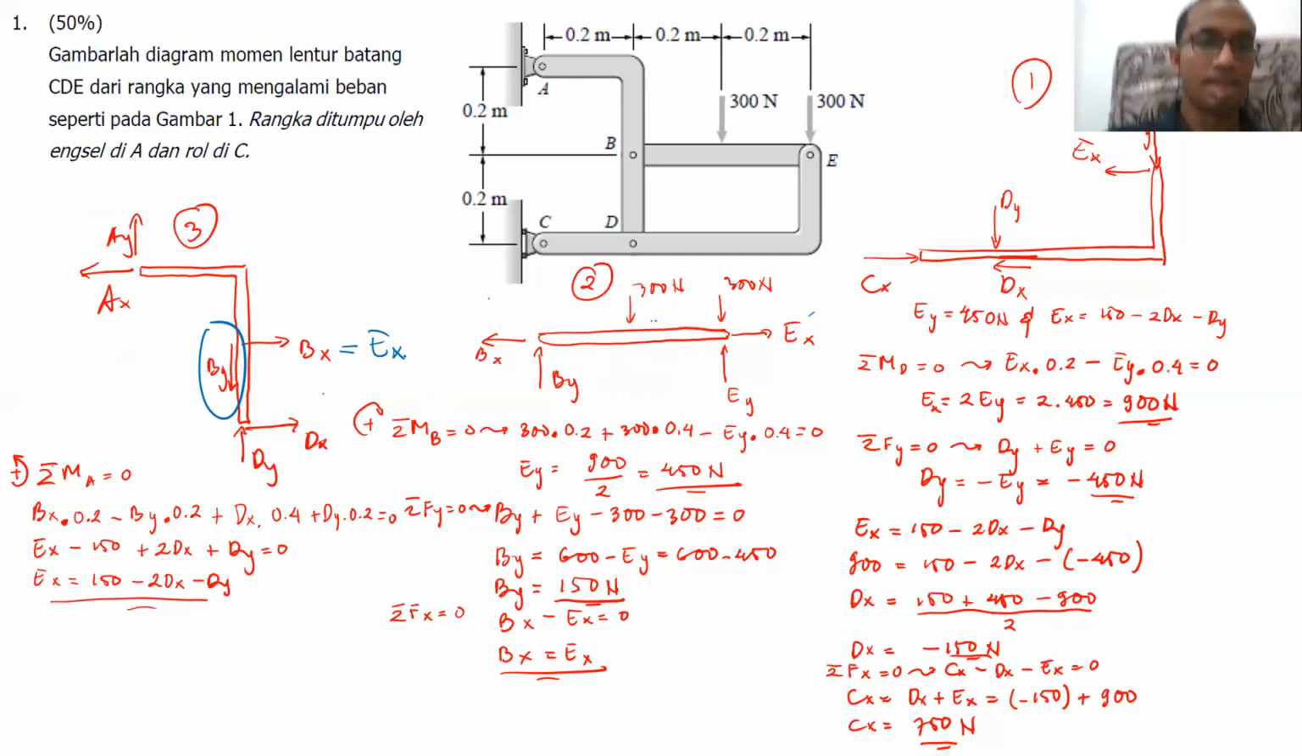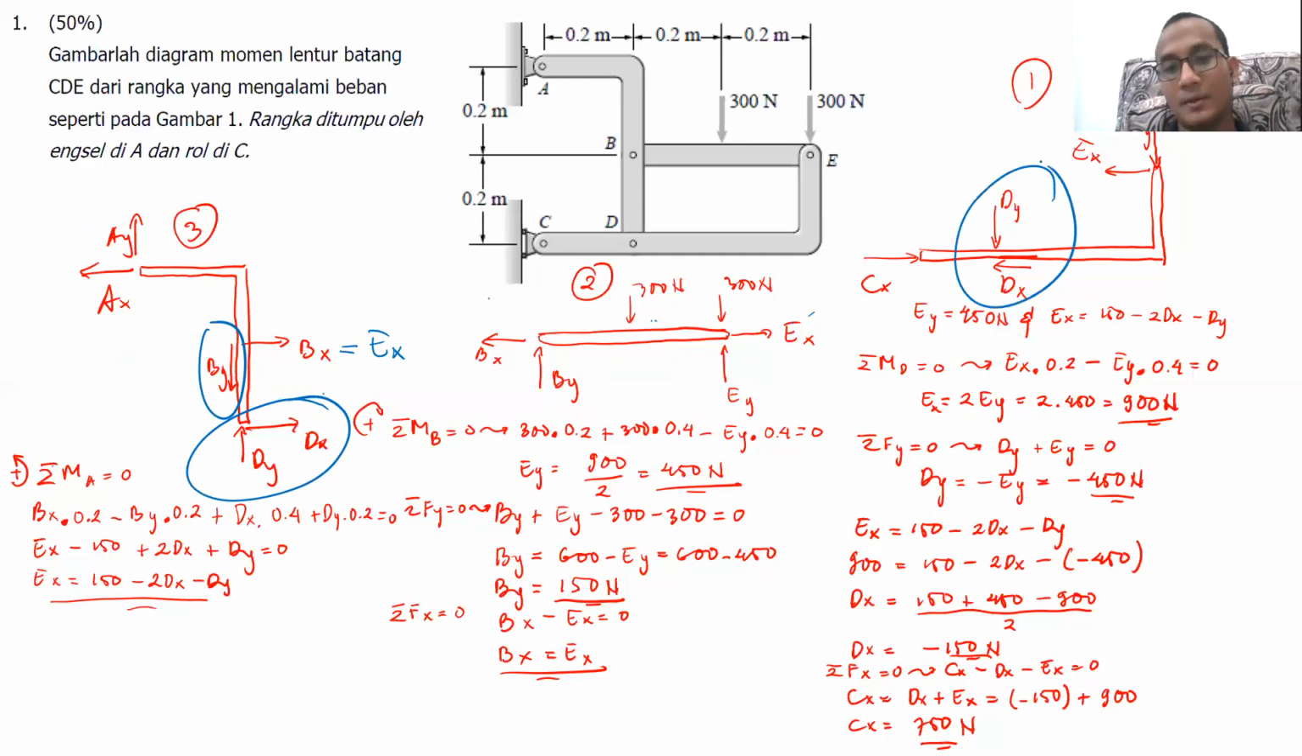Okay. Then, because what I want, right? What I want is this particular value, Dx and Dy. Okay. Because this is what I need in the first free body diagram, which we want to solve. Okay.